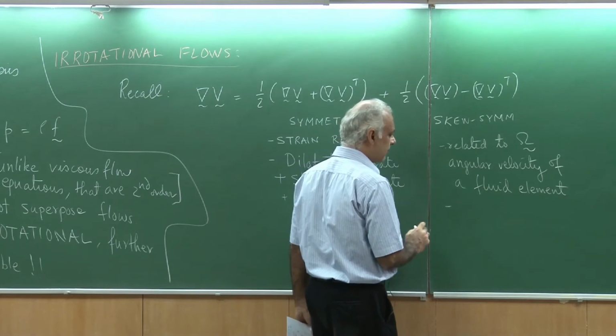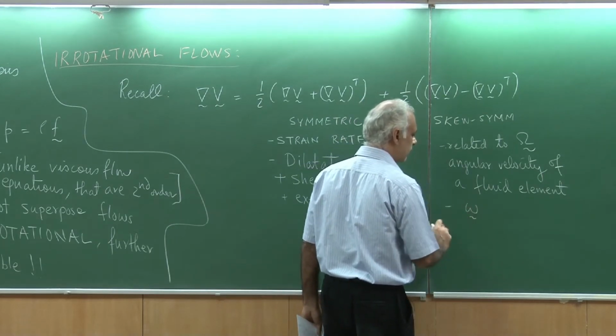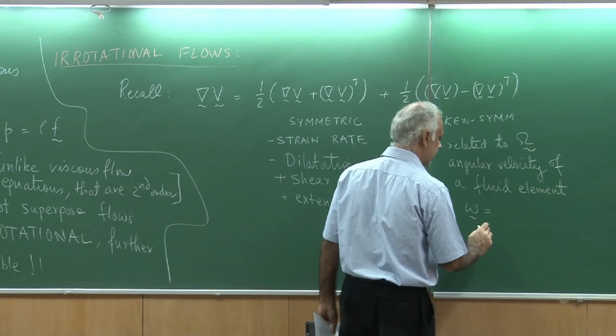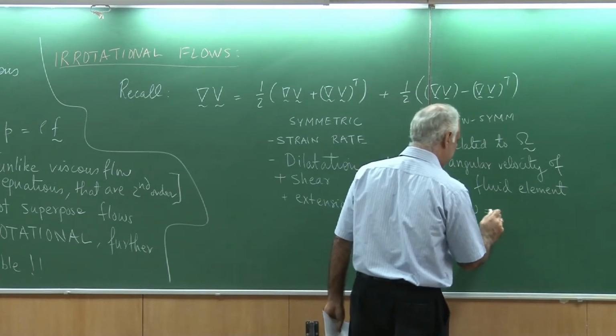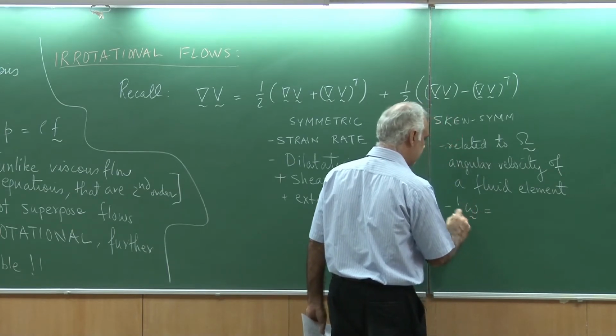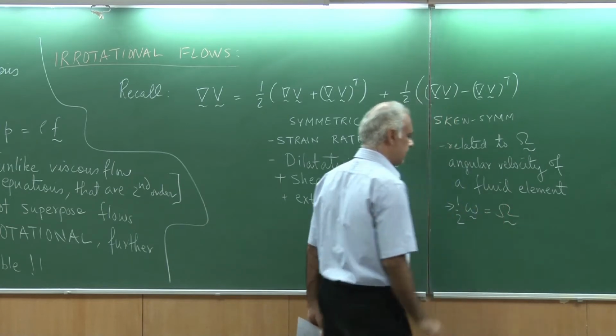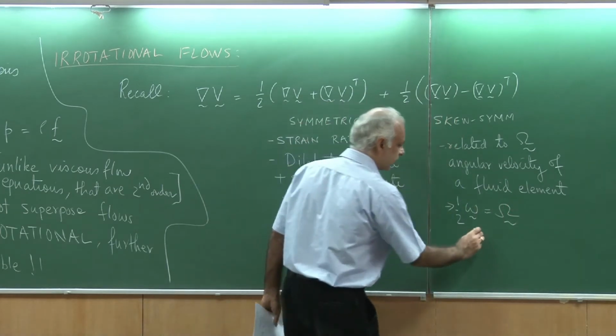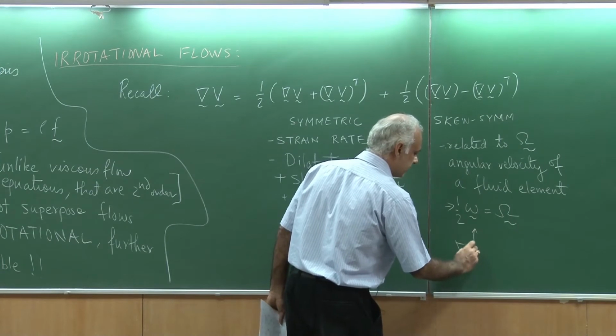And in fact, we were able to show that half of omega gives rise to the rotation rate, and this omega was curl of velocity.